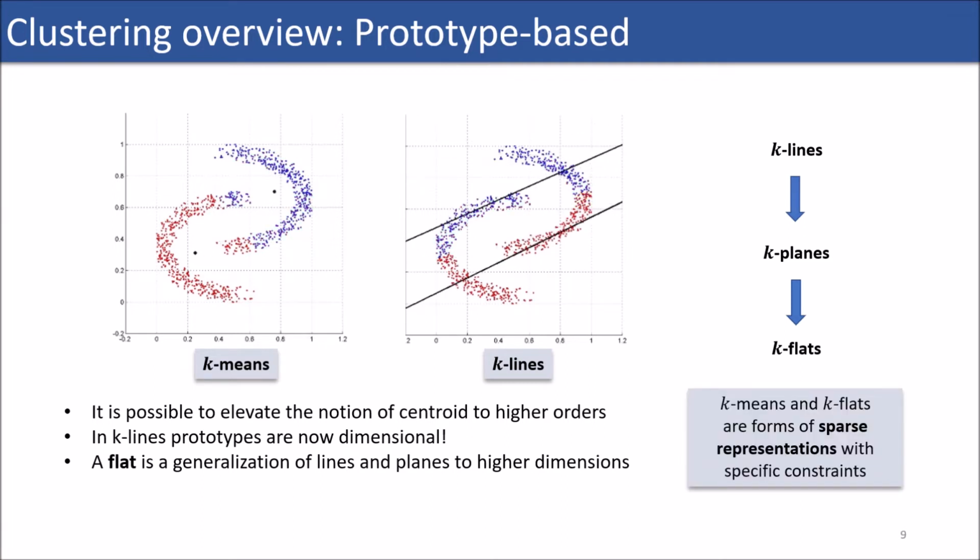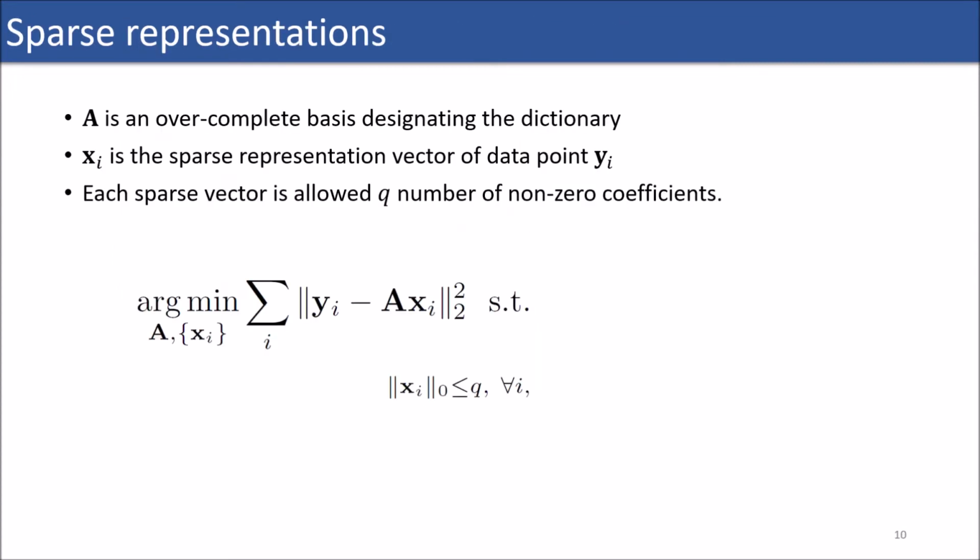Most importantly, K-means and K-flats are of the form of sparse representations with certain constraints imposed. In sparse representations, each data point yi is expressed through a linear combination of a few vectors chosen from a redundant set. Only a few vectors can be used, and this is imposed through the L0 constraint, namely at most q vectors can be used. Xi is then the sparse representation of the data point yi, and the non-zero entries in Xi correspond to coefficients of those few vectors chosen.